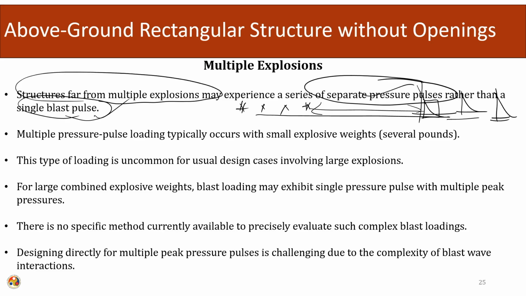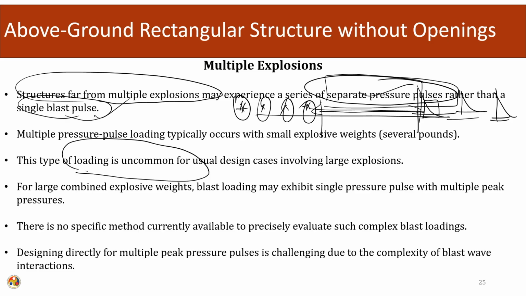So, multiple pressure pulse loading typically occurs with small explosive weights. If the explosives are small, if the charge is very small, or if it is located significantly far away from the structure, then the structure will see separate pulses instead of a combined blast pulse. This type of loading is uncommon for usual design cases involving large explosions. So, this type of loading is not conventionally used.